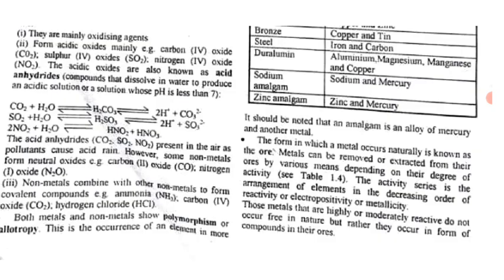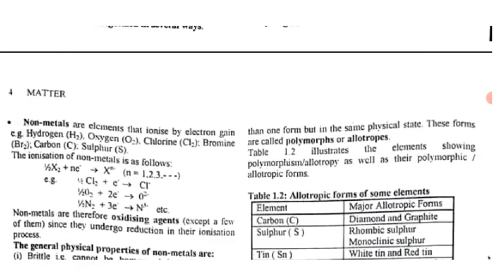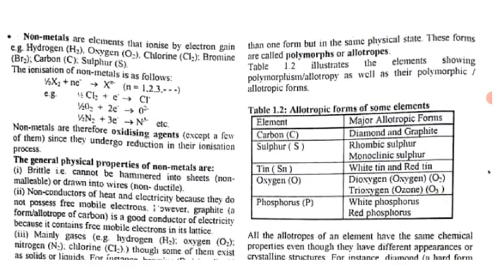Both metals and non-metals show polymorphism or allotropy. This is the occurrence of an element in more than one form but in the same physical state. These forms are called polymorphs or allotropes. When we talk about physical state, we mean solid, gas or liquid.